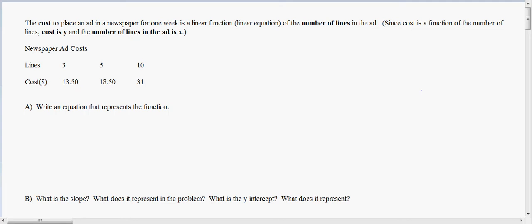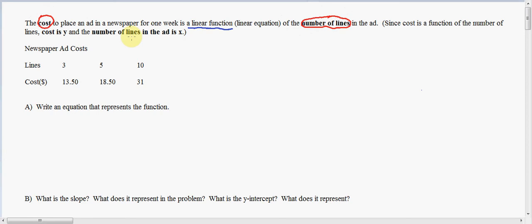Alright, so the first thing I want to point out to you here is that when you're reading a problem like this, and you see the word function, right there I see linear function. What comes right before the word function, in this case the cost, that's your y, and what comes right after, number of lines, that is your x. So cost is y, number of lines is x, and it's based on their placement around the word function here in our problem.